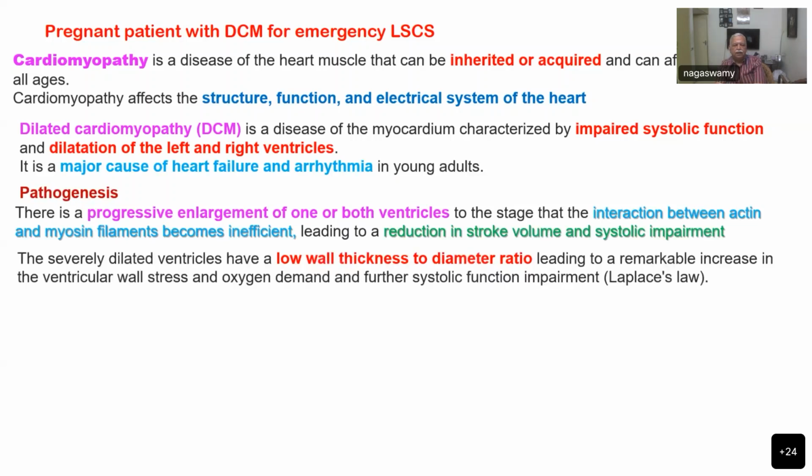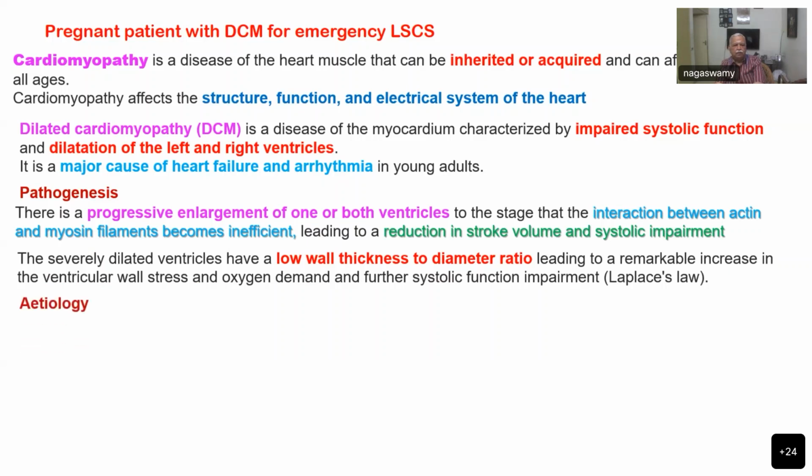The severely dilated ventricles have a low wall thickness to diameter ratio, leading to remarkable increase in the ventricular wall stress and oxygen demand, and further decrease or impairment in systolic function. So Laplace's law applies here because it becomes so dilated. So the low wall thickness to diameter of the ventricle, wall thickness divided by diameter of the left ventricle, is called the low wall thickness diameter ratio.